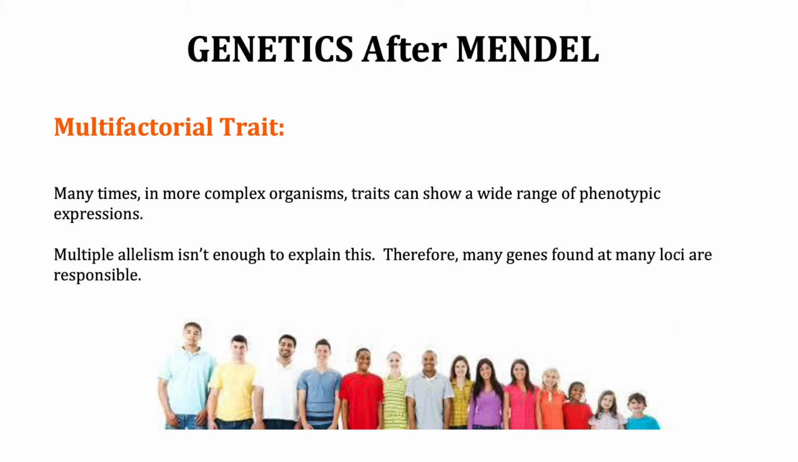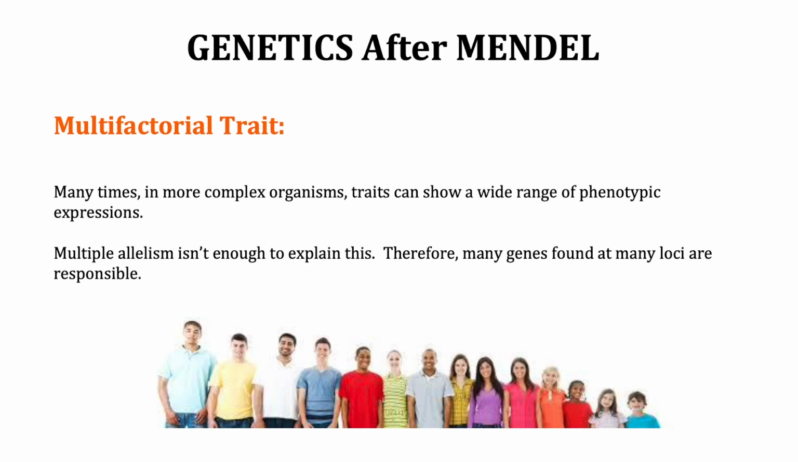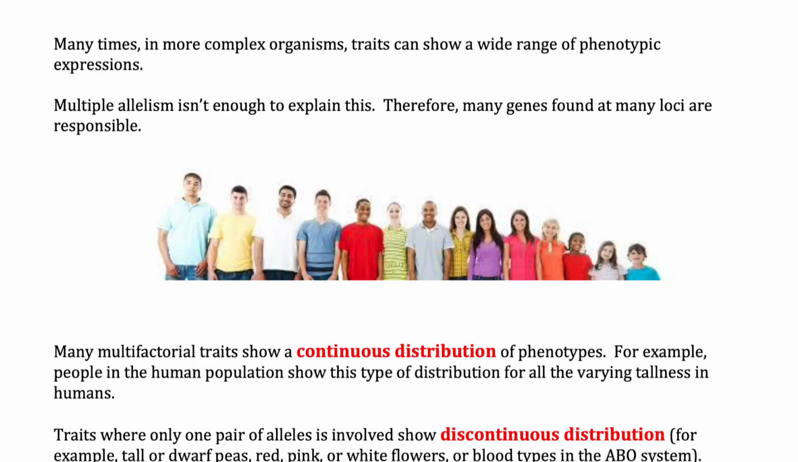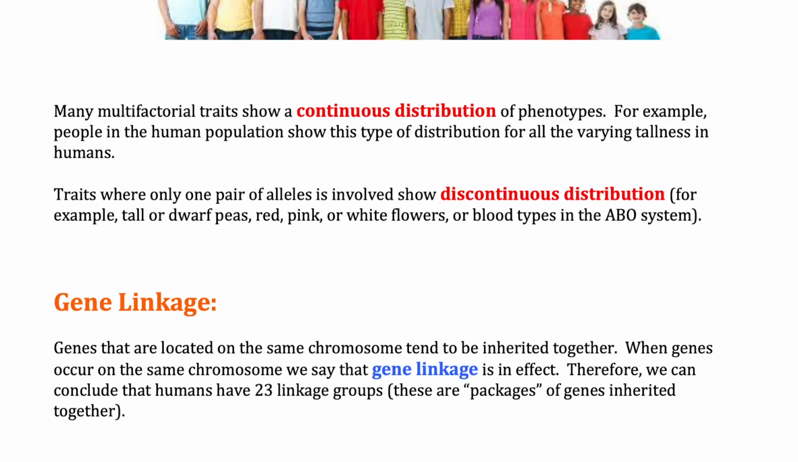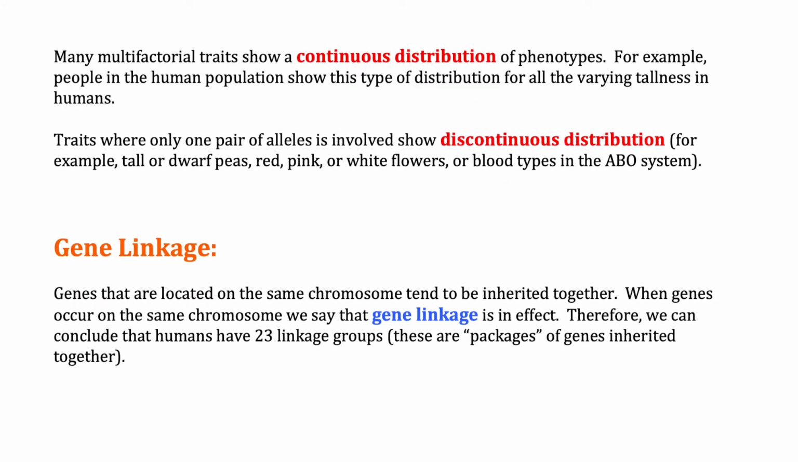Many multifactorial traits show a continuous distribution of phenotypes. For example, people in the human population show this type of distribution for all the varying tallness in humans. Traits where only one pair of alleles is involved show discontinuous distribution. For example, tall or dwarf peas, red, pink, or white flowers, or blood types in the ABO system are examples of discontinuous distribution. Continuous distribution is things that vary, like tallness. Everyone's different. You can't be a different form of A blood than the next guy. If you're A-type blood, you're A-type blood. You know what I mean?